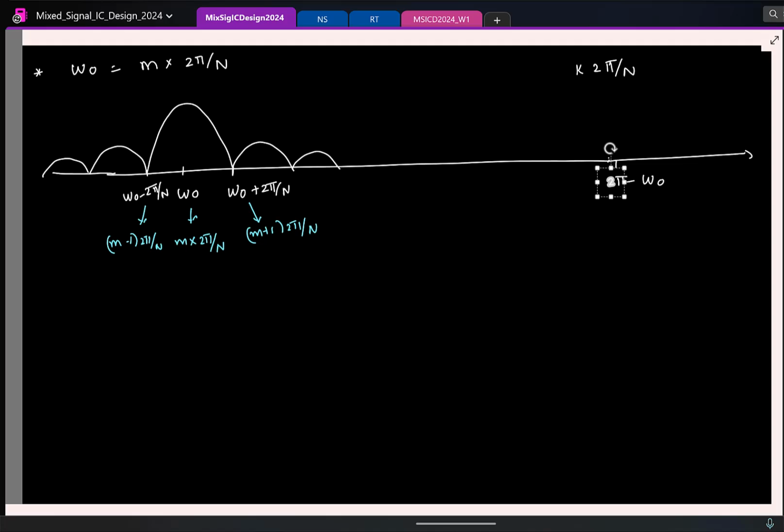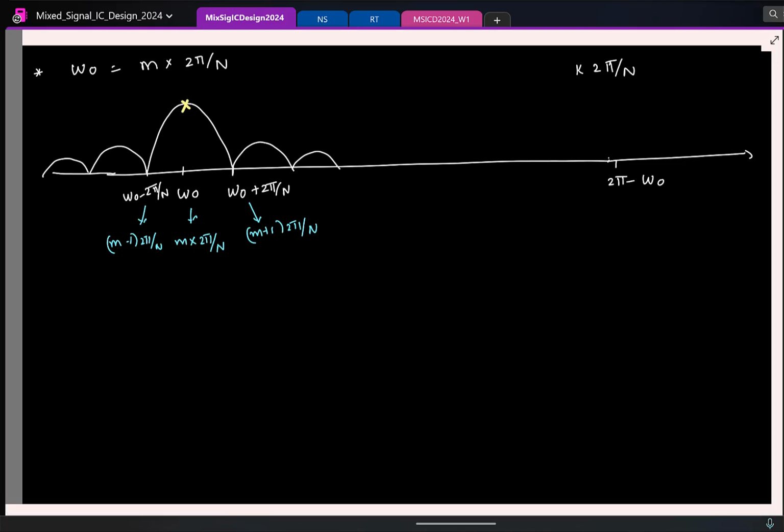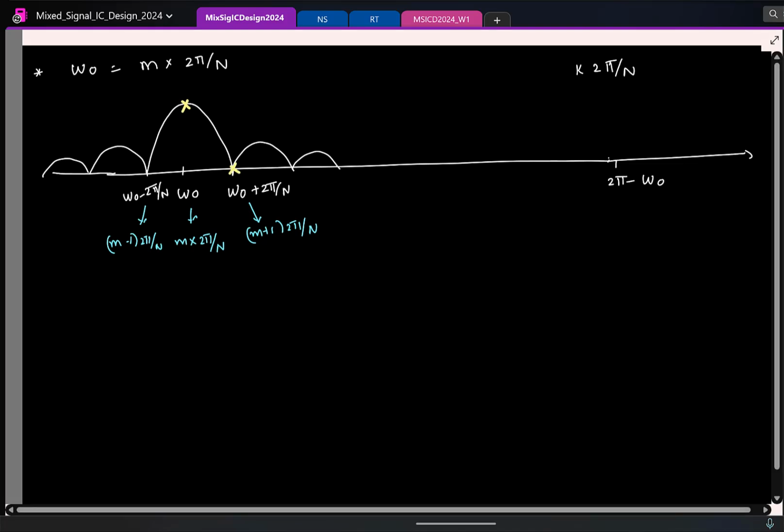First, let's look at this portion. Where will I sample in this region? At exactly this omega naught, the middle of that lobe, is where I'll sample. The next sample will be what? Yeah, it will be exactly 0. Not to the left, not to the right, on the dot exactly will I sample.